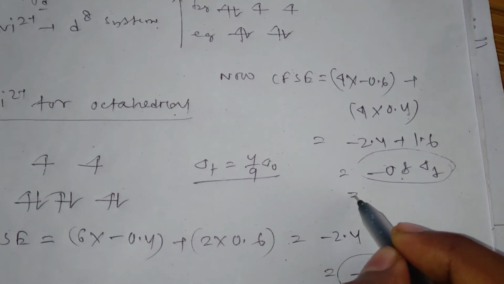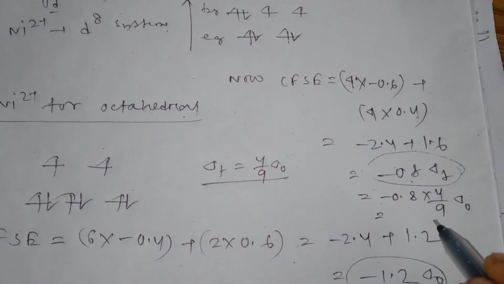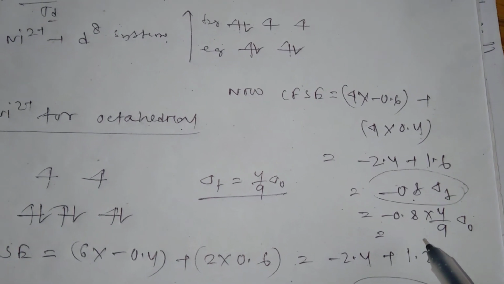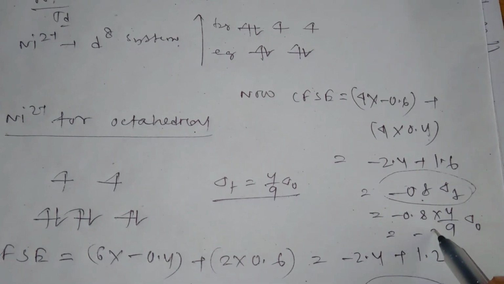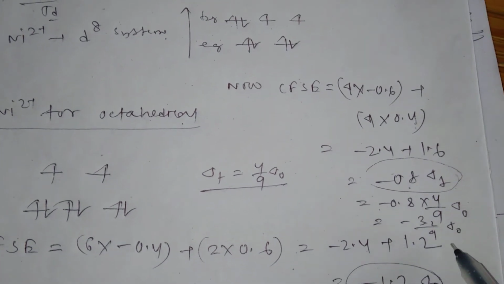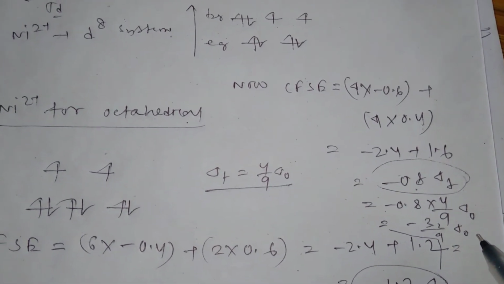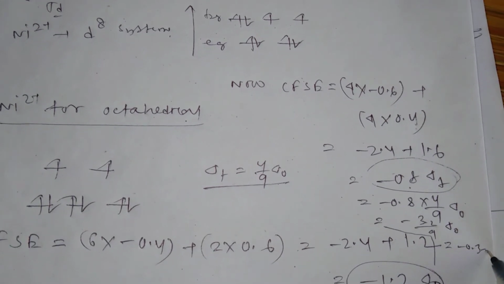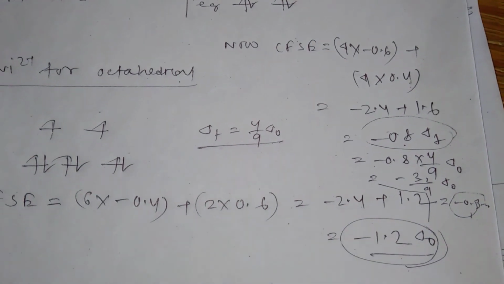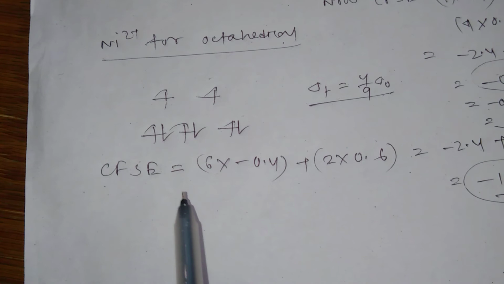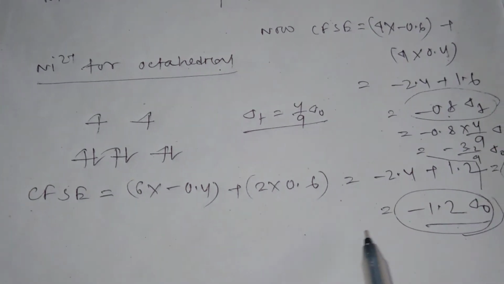Okay, now 0.8 into 4/9 delta O. Okay, then minus 3.2 divided by 9 delta O, then we get minus 0.3 something. Okay, so this value is less than this value. Okay, so Ni2+ exists in octahedral hole.